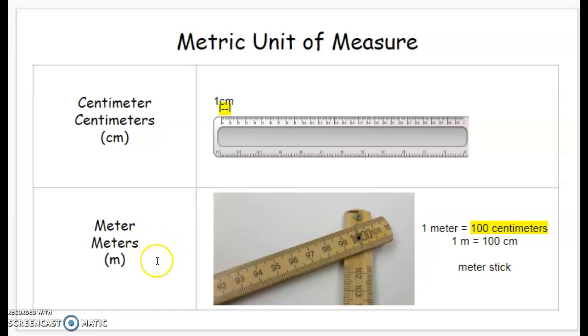And then the larger measurement, the larger unit, the larger one here is meter, meters, and the abbreviation is m. This is a picture of a meter stick. There are 100 centimeters on a meter stick. 1 meter equals 100 centimeters in the meter stick.